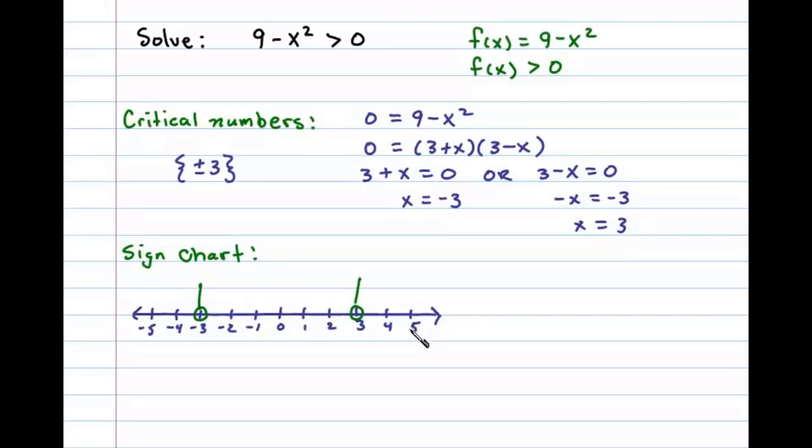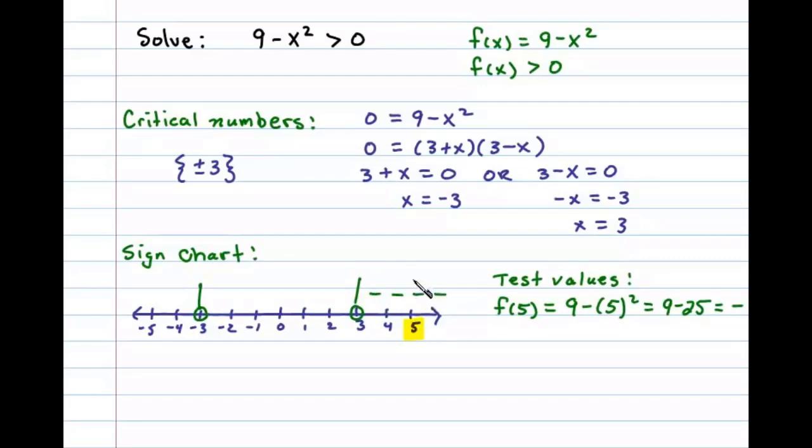So let's begin by choosing some values. In this case, I'm going to choose to test x equals 5. And so in this case we have f of 5. Substituting that in, we have 9 minus 5 squared, which equals 9 minus 25, which is going to be negative. In fact, any number you choose in that interval will be negative, and so we'll indicate that with some negative signs inside that region.